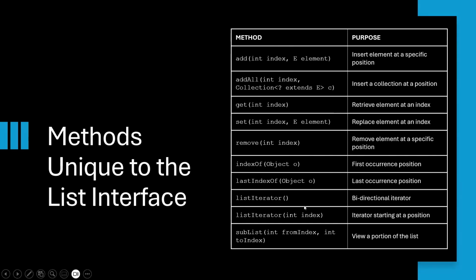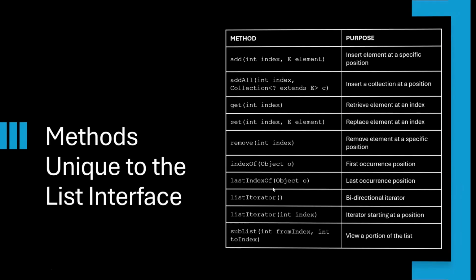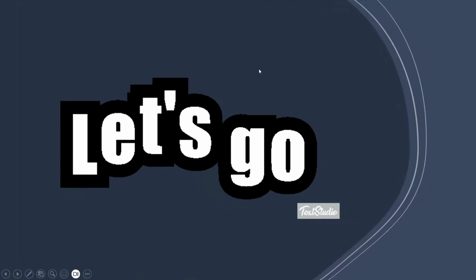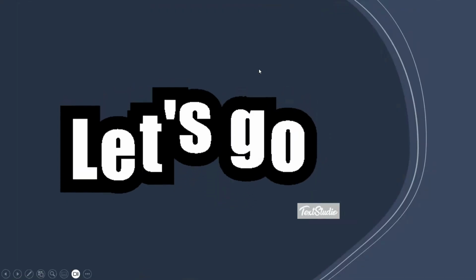And then listIterator, I'm not even going to talk about them. You can read them for yourselves. SubList is from index to index. It's kind of like substring. It's everything from that index up till but not including the last index. All right, let's go and have some fun and work on our IDE.